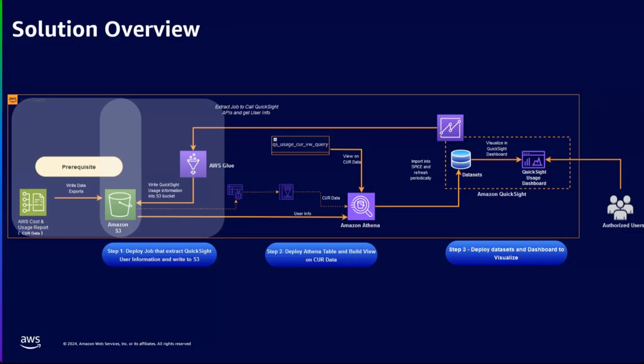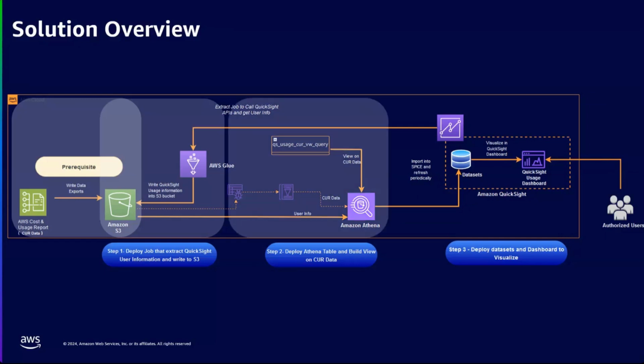As step two, we are building an Athena table, leveraging the user information that has been written to the S3 bucket from all your QuickSight accounts. We are building the Athena table on top of it. We are also utilizing the cost and usage data that you have, the CUR data, and aggregating it to create a monthly snapshot, because to understand patterns, it is necessary to have it at a monthly level.